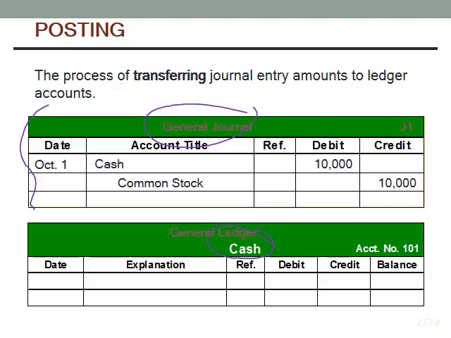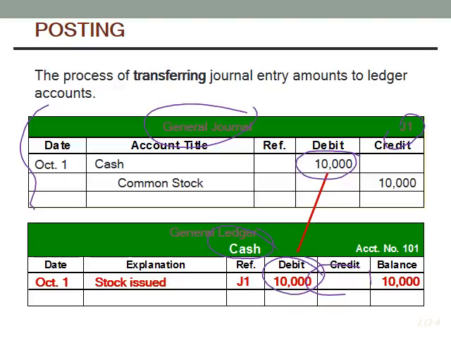And here we would want to go ahead and transfer that $10,000 down to the account. Oops, not in the credit side, but in the debit side here. So here we would put the reference showing that this came from General Journal page 1. We would move that $10,000 down and show that that's our new balance. Okay, and if we had multiple transactions, we would continue to do that.